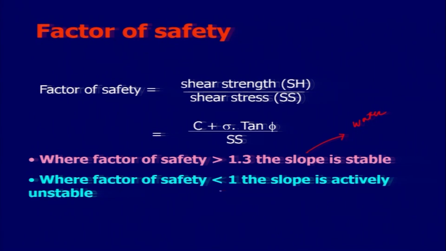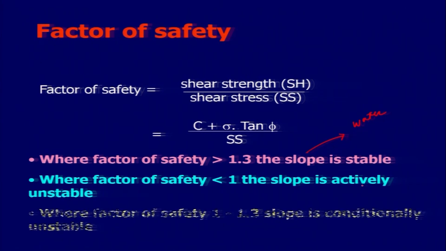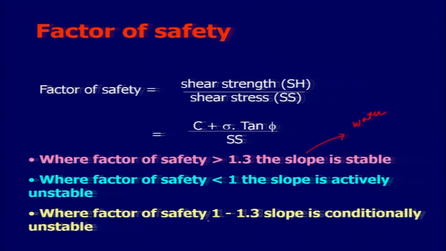Where the factor of safety is less than 1, the slope is actively unstable, and where the factor of safety is between 1 and 1.3, the slope is conditionally unstable. So, please keep this in mind, because when we solve problems, you will need this information with you.